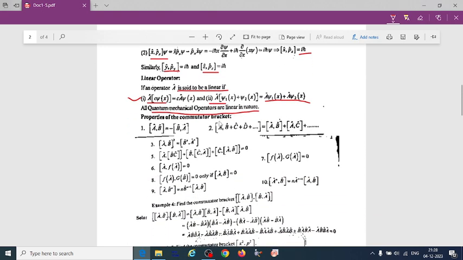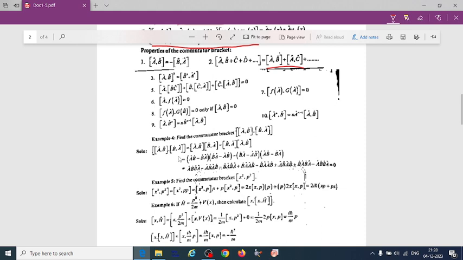So the properties of the commutator bracket you should remember here: a comma b is equal to minus b comma a. Then a comma b plus c plus d, you can just write in this equation. These properties you should remember. First you should write them down and practice them.